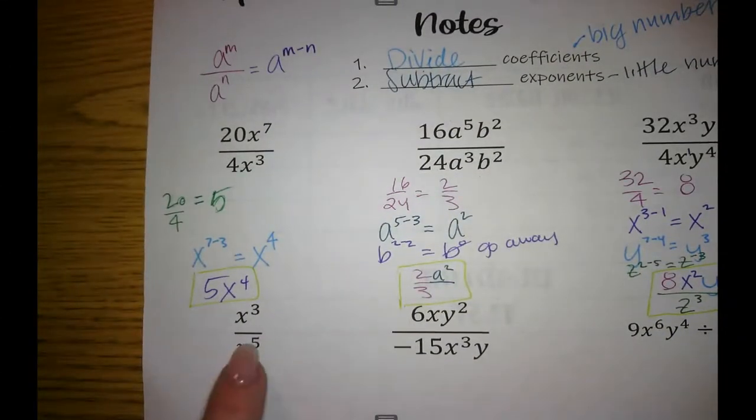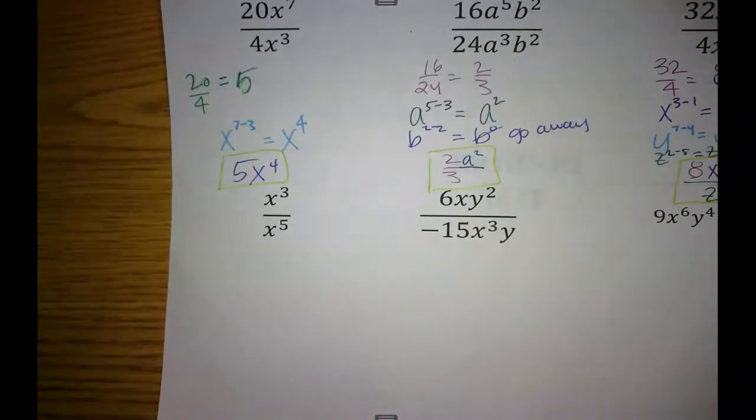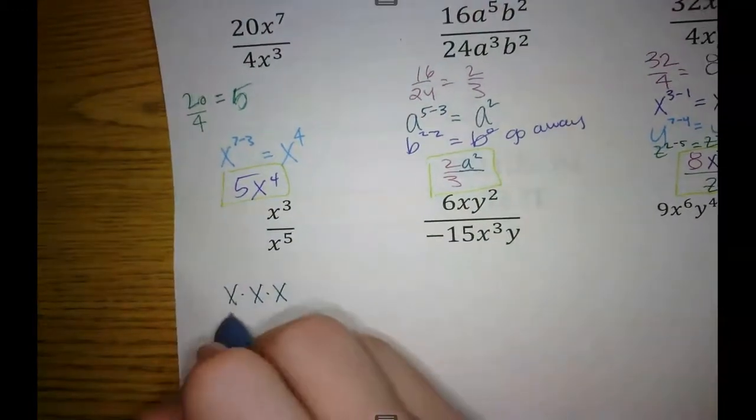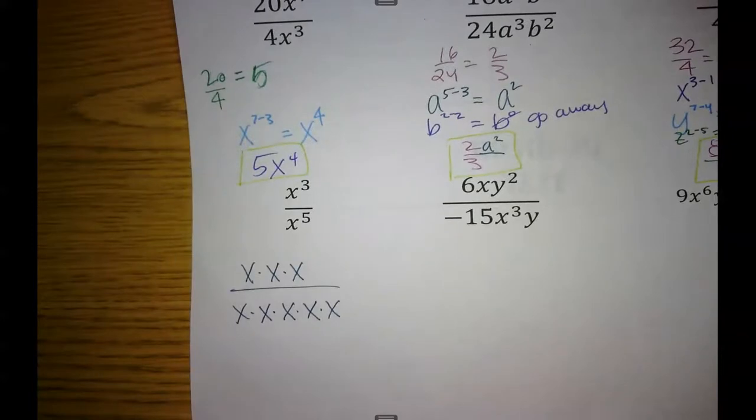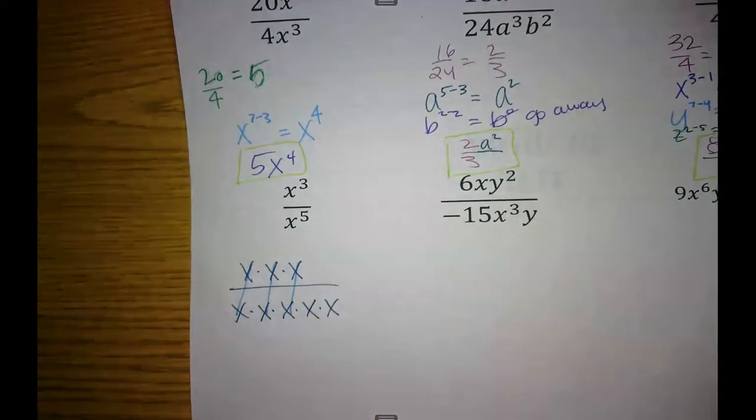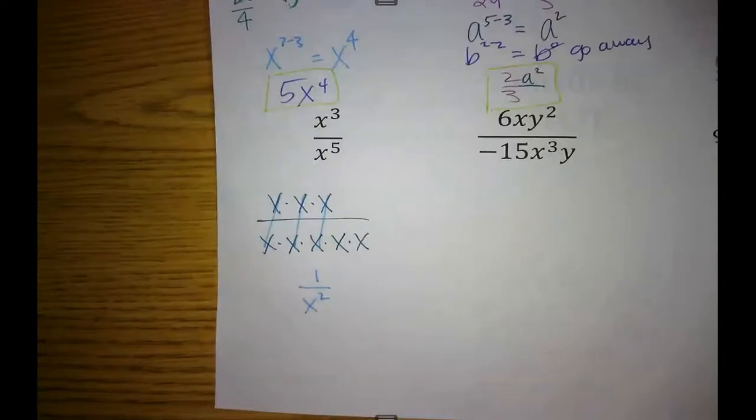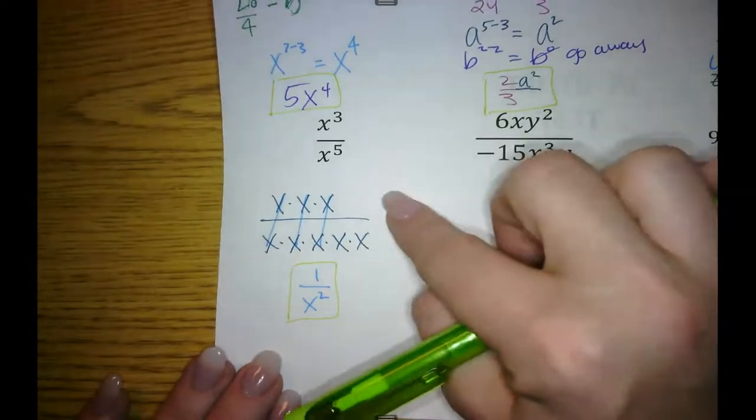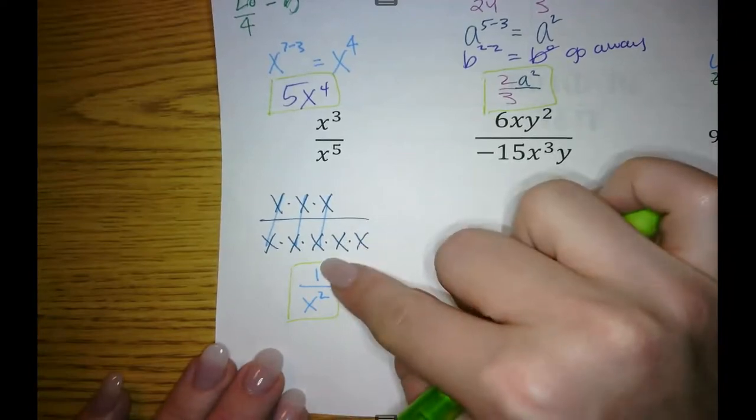So I put this simple one here because I wanted to show you what we're really doing here. If you want to skip over this, you can. So x to the 3rd tells me I have 3 x's on top and 5 x's on the bottom. So each one of these would mark off 1. And then I'm left with 2 x's on the bottom. So then that would be 1 over x squared. If you have more on the bottom and nothing left on the top, then you still have to put that 1.